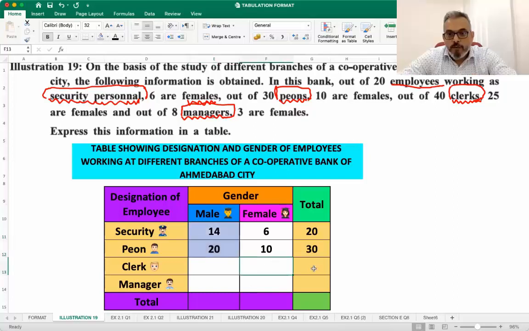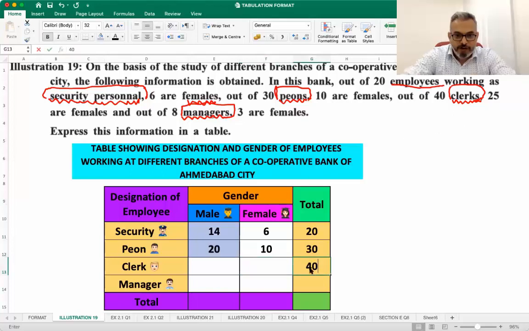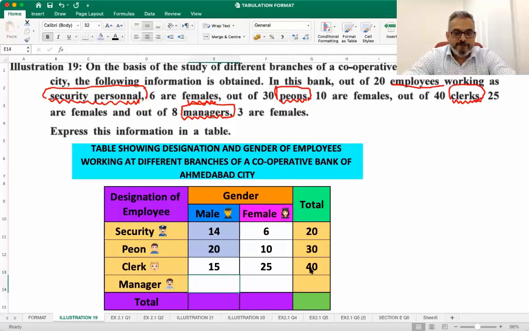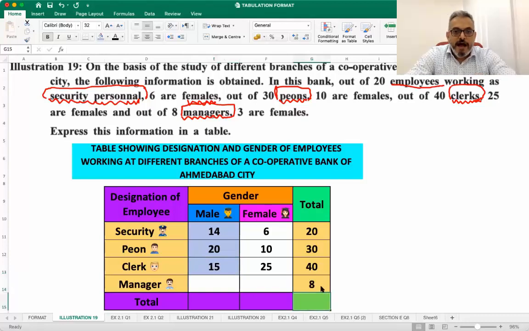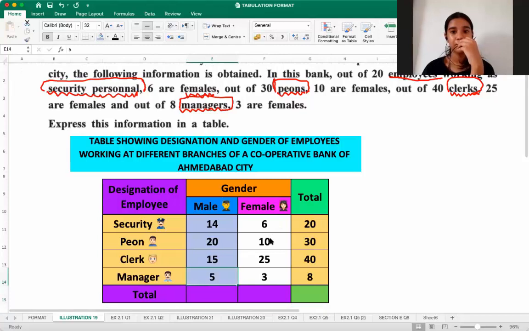Okay. Now, out of 40 clerks, 25 are females. So clerk total 40, 25 are females. So how many are males? 40 minus 25 is 15. Yes. And then managers. There are 8 managers. Out of that, 3 are females. So how many are males? 5. Now, all done.